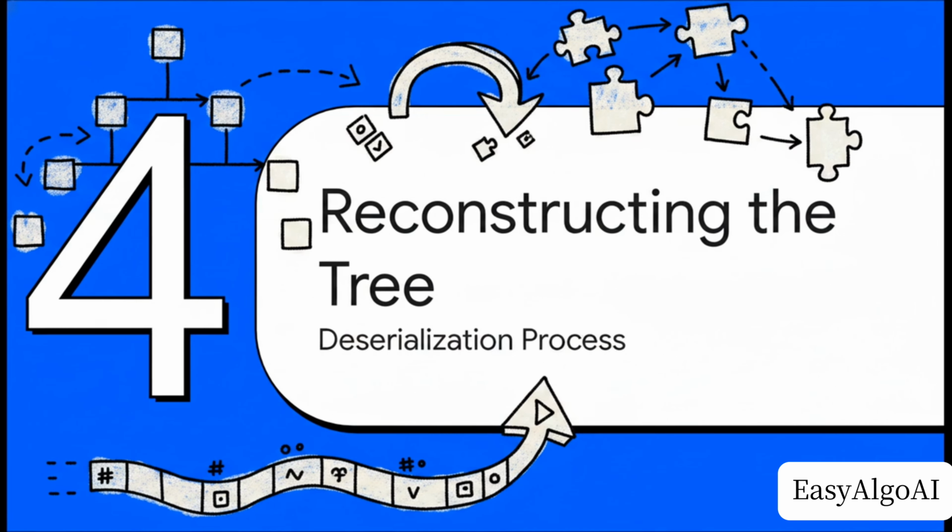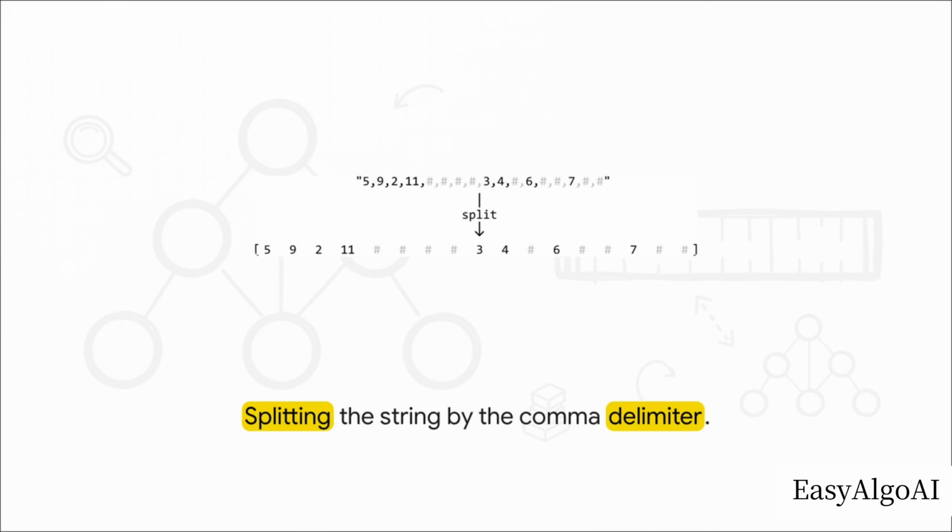Section 4. Reconstructing the tree. Armed with our perfect, unambiguous string filled with values and hashtags, let's pivot to the second half of our challenge, deserialization. Our very first step in reconstructing this tree, say we're writing this in Python, is to split the serialized string using that comma delimiter we just talked about.